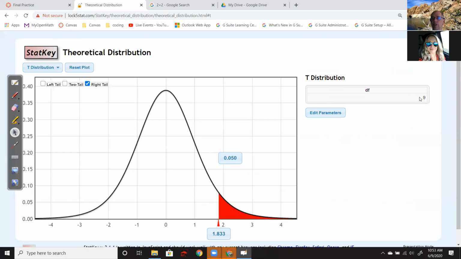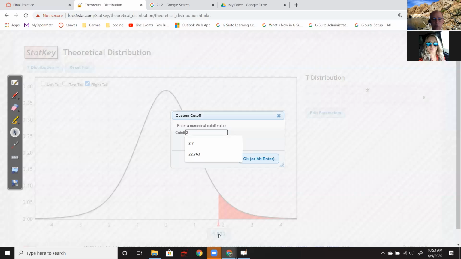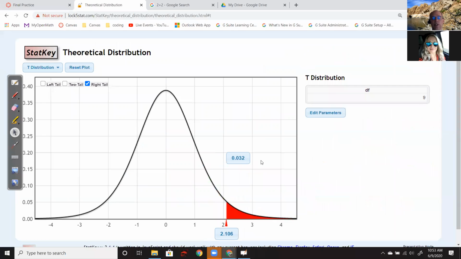and I still have a sample size of 10, so my degrees of freedom is 9. So I would enter my t-score down here, which mine was about 2.1055 if I go with the 4 decimal places. And it says, okay, your p-value would be about 3.2%, which is about what the spreadsheet told me. And that's about all StatKey can do for us.